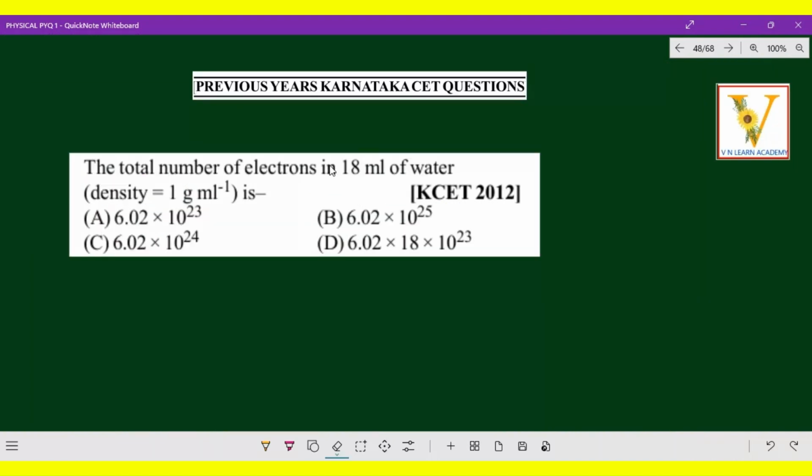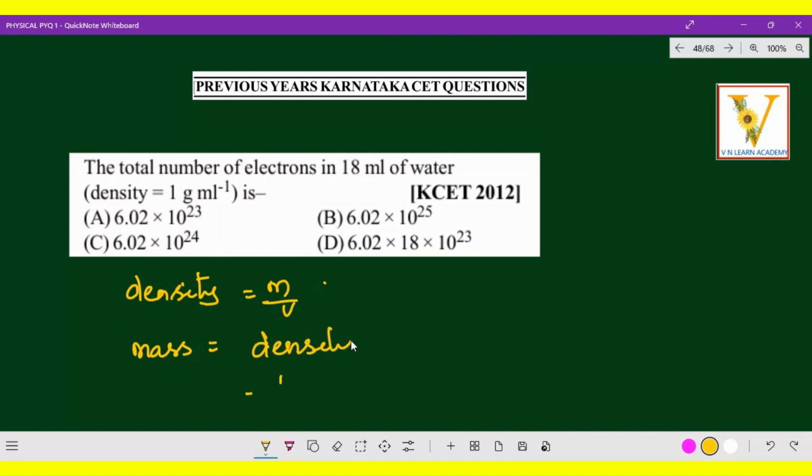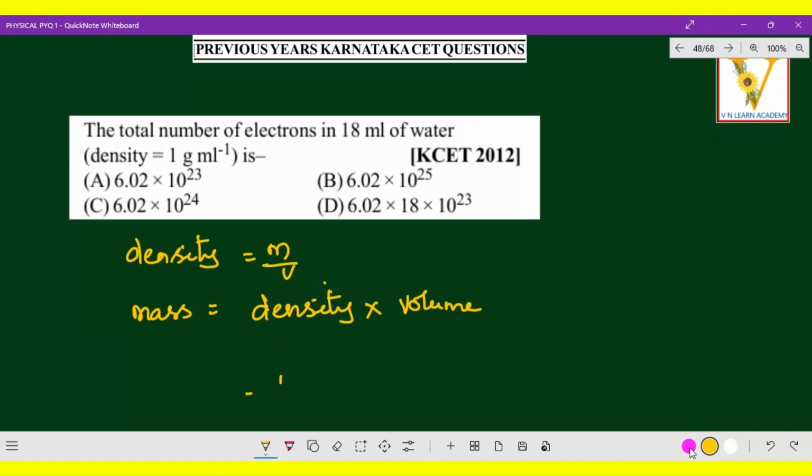The number of electrons in 18 ml of water, density 1 gram per ml. Now here density equals mass by volume, you know very well. Now mass equals density into volume. So mass equals 1 gram per ml into 18 ml. ml and ml will be cancelled. So here we have 18 gram of water.